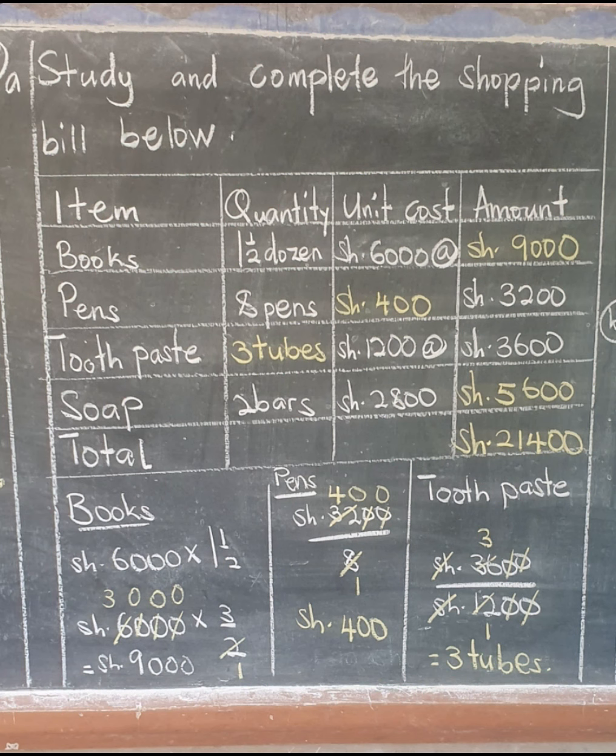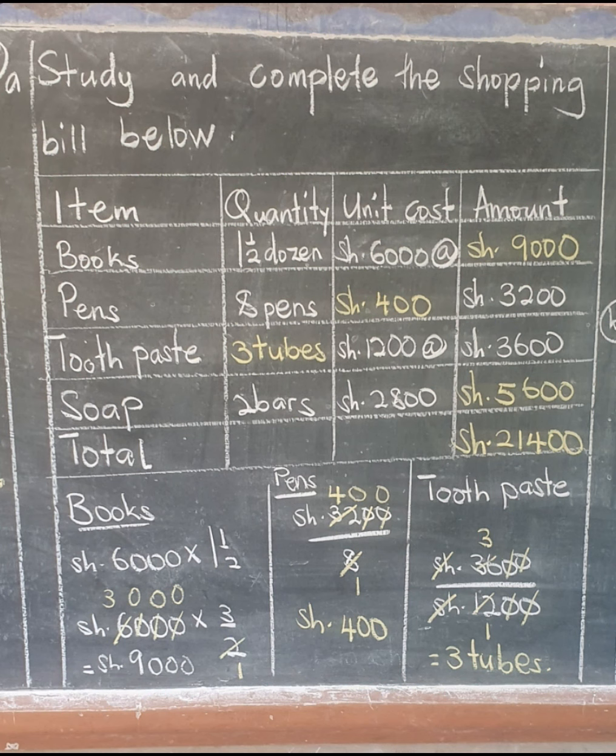Then part B, we're going to look at the pens, whereby we have 8 pens. That is the quantity bought. The unit cost was not given, and the amount is 3,200 shillings. Therefore, for the pens, we're going to find the unit cost. And remember, children, unit cost is equal to amount divided by quantity. Therefore, 3,200 shillings divided by 8, so that we can get the cost of 1 pen, gives us 400. We shall take the 400 to the table.